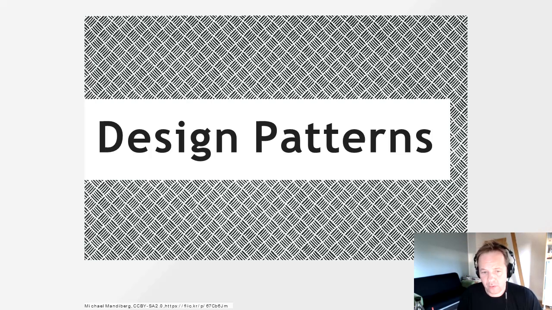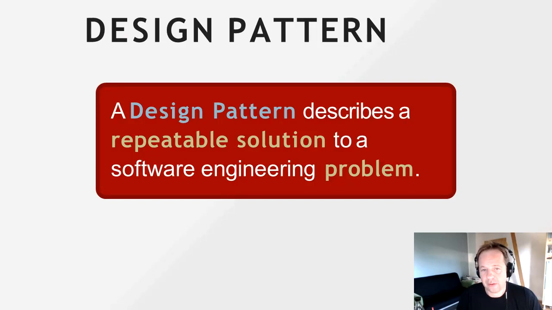What are patterns? A pattern is a kind of repeatable solution for a software engineering problem, in our case. Repeatable means that it's not really a very concrete solution for a concrete problem, but a solution for a whole problem class. So you can use this kind of pattern in different circumstances, in different contexts. And this is where patterns come from.